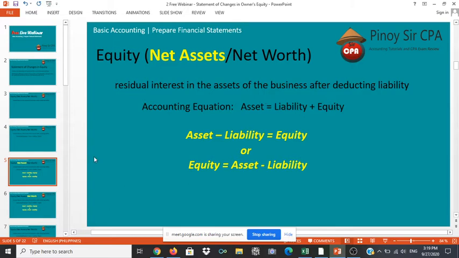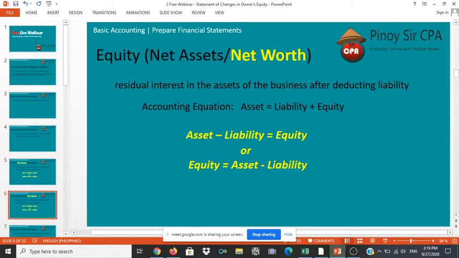So another thing, equity is also called as net worth. Net worth of the business. Okay? When we say worth, we are referring to something with value. Tama? Tama po. At ano yung tinutukoy nating may value dito? The business. Okay? Yung halaga ng business.